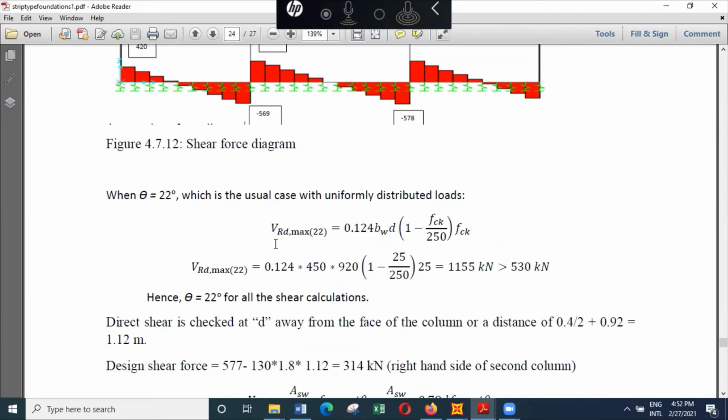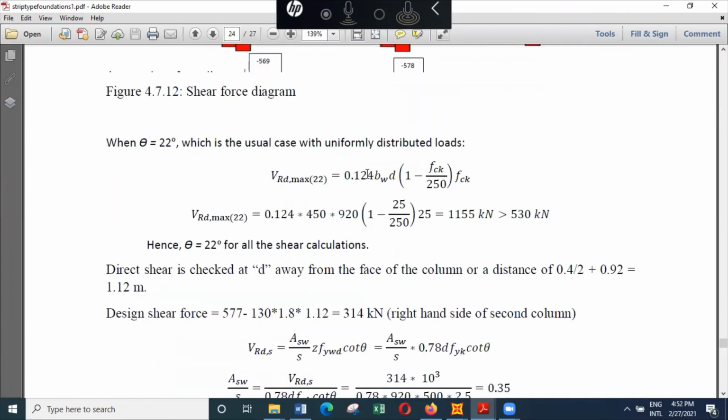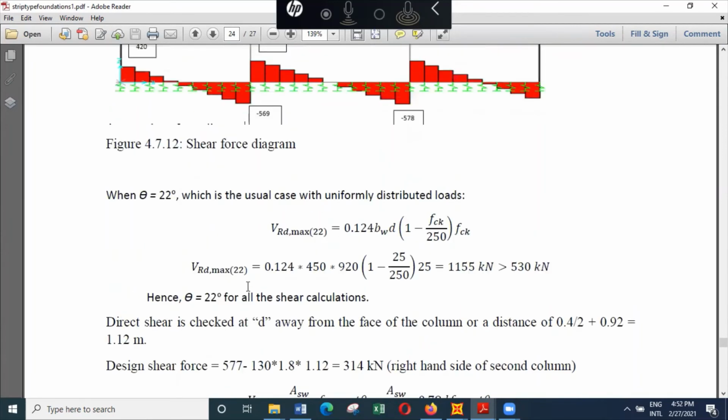And then you have to see what is the most critical location, and you can see in the center span the shear forces are higher, so you can check shear in this one. We have to select shear at a distance d away from the face of the column, and d is 920 millimeters plus 0.2, so you have to select 0.2 plus 0.92, 1.12 meters away. You have to select the shear force, and that is 577 minus, I have assumed that the soil pressure in this area will be around 130. So I have deducted 130.